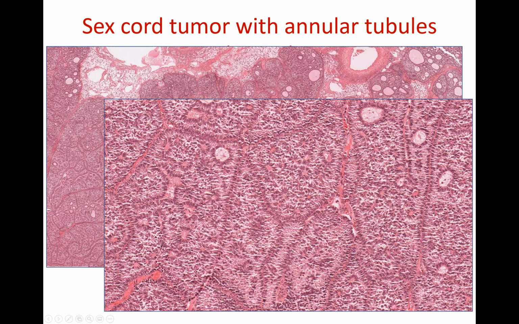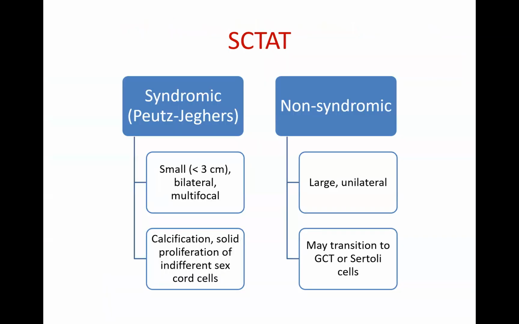Why is that tumor important? It is important because it comes in two forms. One form is syndromic, with Peutz-Jeghers syndrome. We had an example here in this institution a few years ago. And these are typically very small tumors, bilateral, and they are usually multifocal. You see them all over the place. And the surgeon knows it, the patient knows it. The patient has Peutz-Jeghers, and the patient has an ovarian tumor. They take it out, typically with calcification. You see solid proliferation.